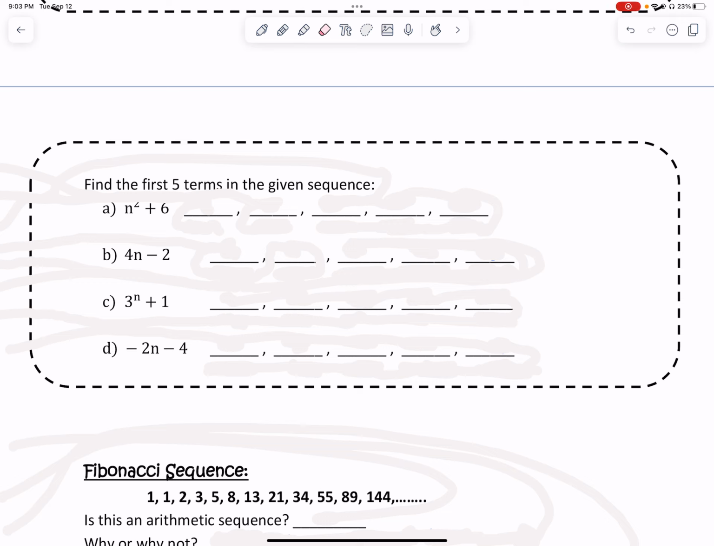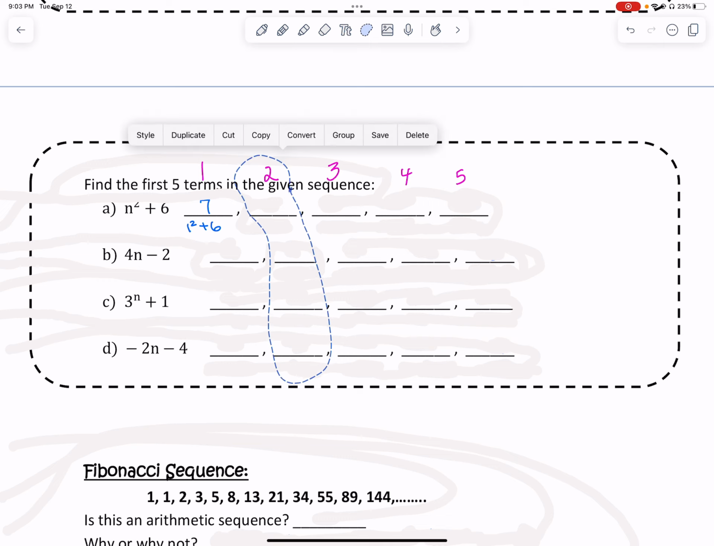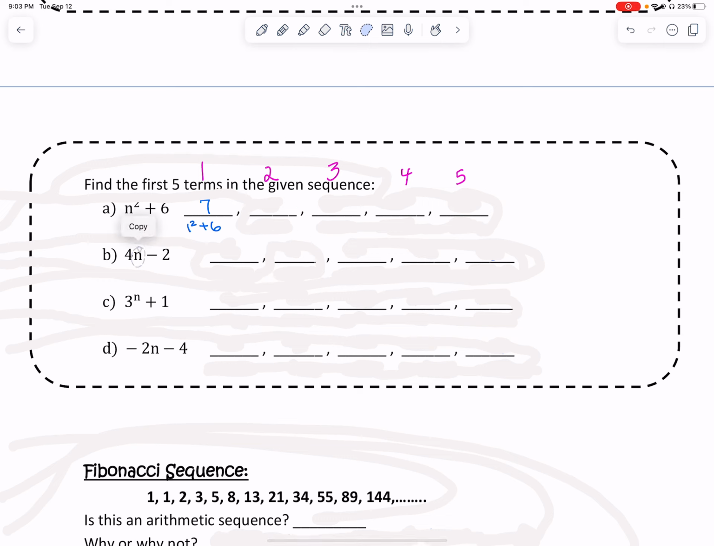We're going to find the first 5 terms in the given sequence. The key to doing this is knowing that all of these have n's in them, and your n is equal to 1 for the first term. So this is the first, this is the second term, this is the third term, this is the fourth term, this is the fifth term. To get to these, that 2 would be plugged in here. To get to that one, it would be 3. To get to that one, you would plug in 4.